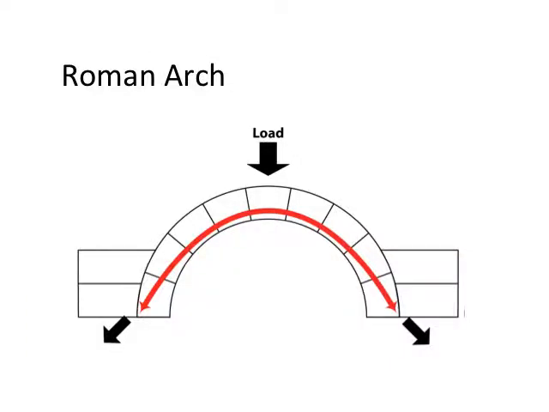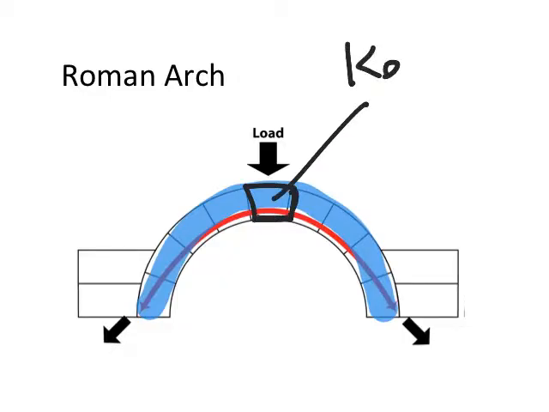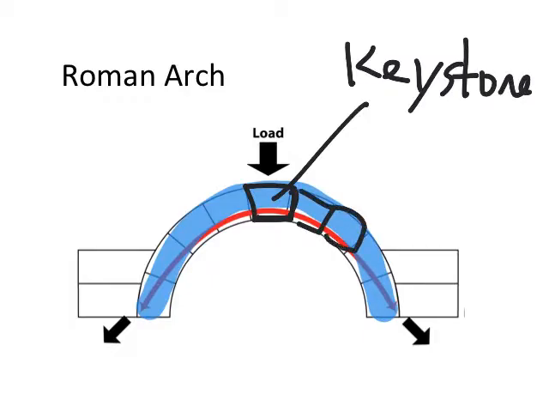Let's start off with the most basic type of arch, which is called the Roman arch. It's a semicircular arch. There it is here. You can see in this case it's made up of all these individual blocks of stone, and typically stones make up arches. This particular stone at the top is called the keystone. It's the last stone that's put in. But you have all these individual blocks that make up the arch.